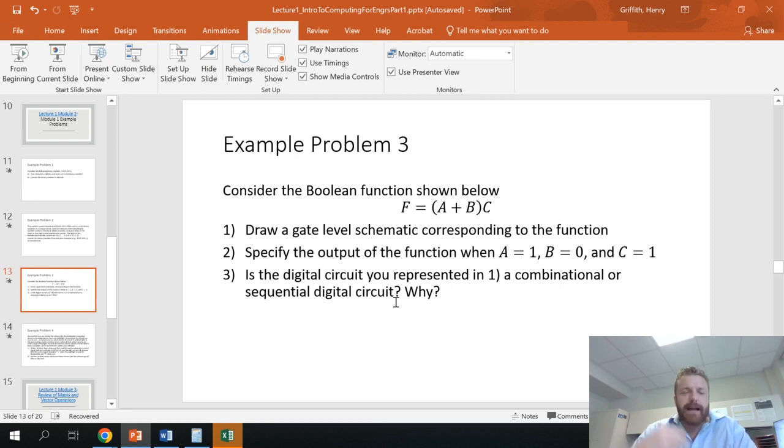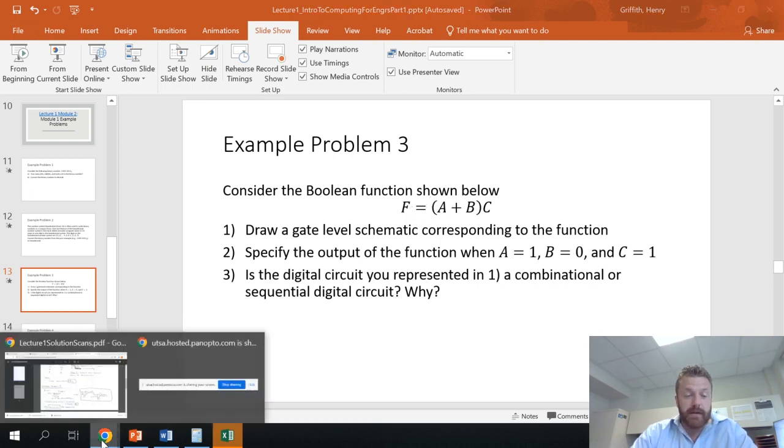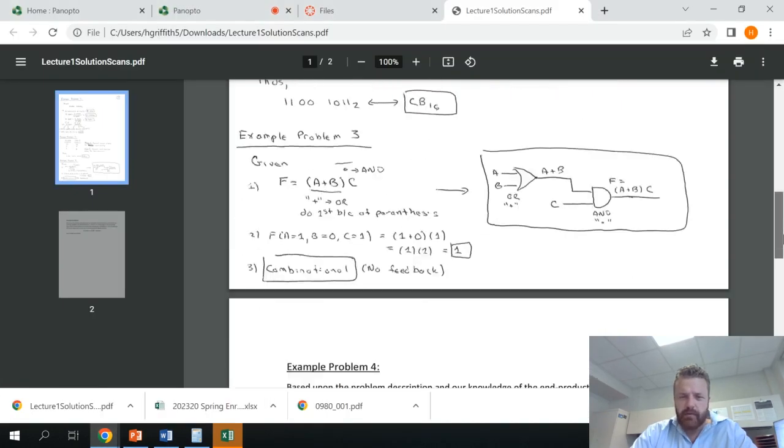So we want to be comfortable with the idea of working with Boolean algebra. Given this function, f equals quantity a plus b times c, we want to draw a gate level schematic corresponding to the function. We want to evaluate it for particular values of the input. And then we want to classify it as either being a combinational or sequential digital circuit, and we want to specify why. And we'll talk about why that is important in a minute.